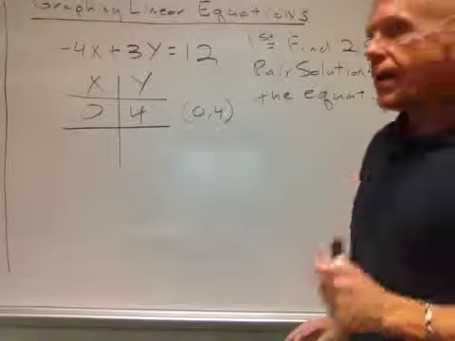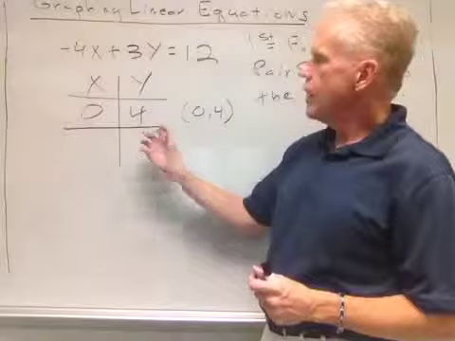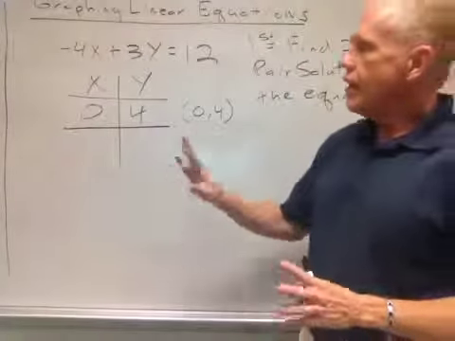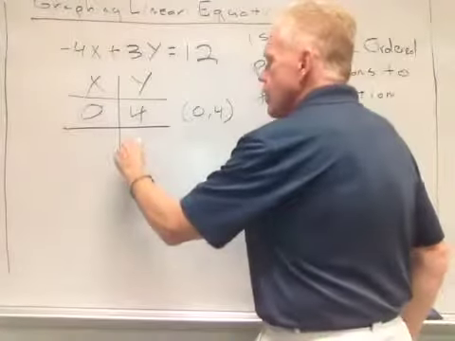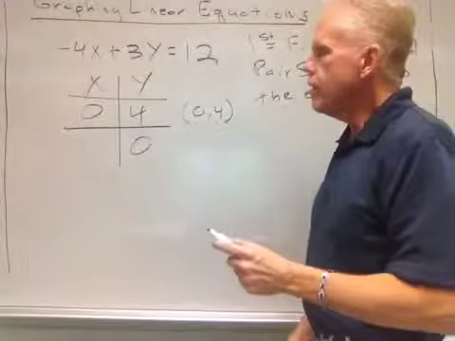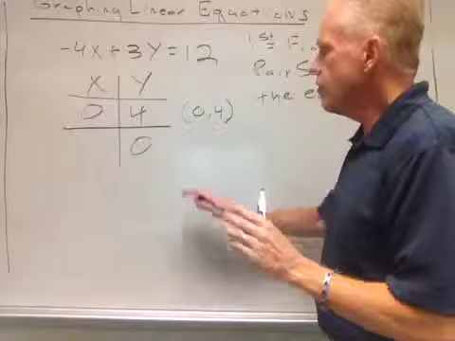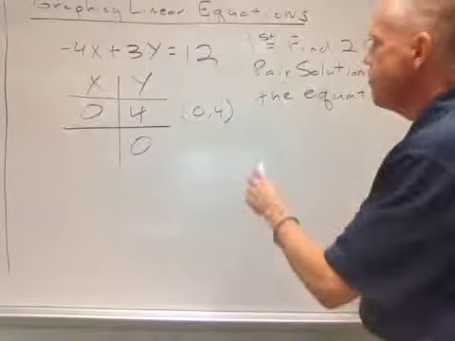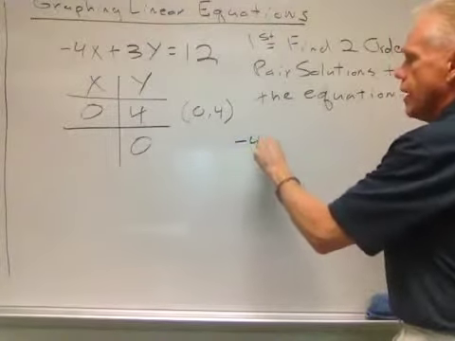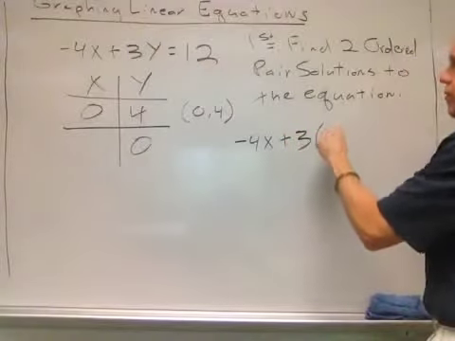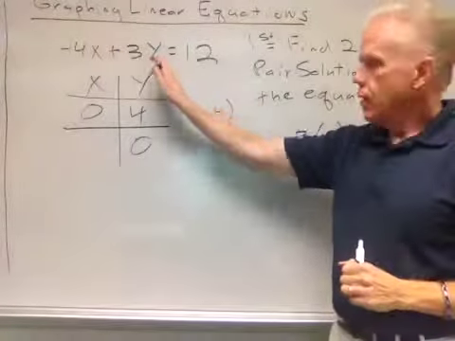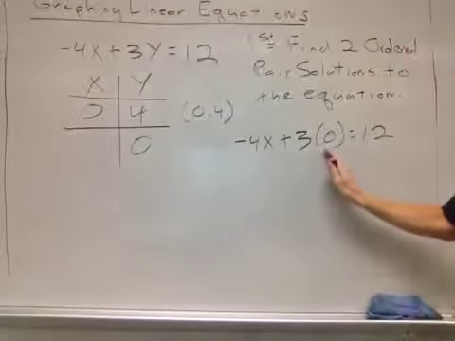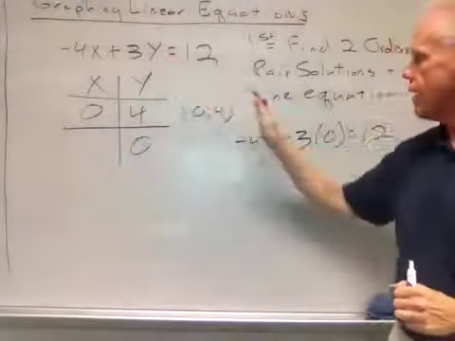All right, so if you jump back in with me, now at this point I need to find my second ordered pair. I love finding those zeros. So let's let y equal 0 this time and solve for x. So we're going to take the 0 and plug it in for the y value. This time we'll have negative 4x plus 3 times 0 equals 12. You can see the y here. I plugged in 0 for the y value.